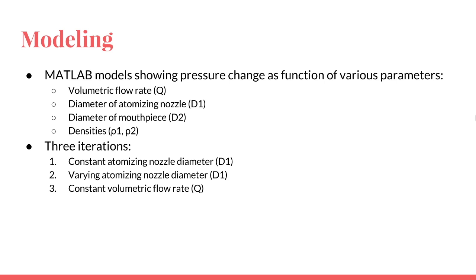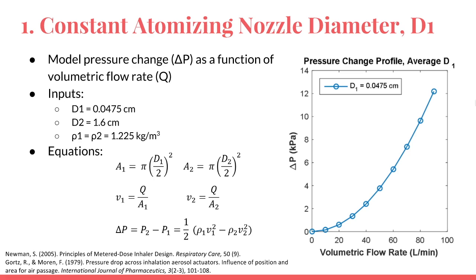Three iterations were simulated using MATLAB to better analyze their effect on pressure change. For the first iteration, D1 is the average atomizing nozzle diameter, a value which was found in current literature, and D2 is the diameter of the ProAir HFA inhaler. Because it is assumed that regions 1 and 2 of the actuator are aerosolized, the variable ρ was used to represent air density. As the graph shows, the larger the volumetric flow rate, the more pressure change there is.